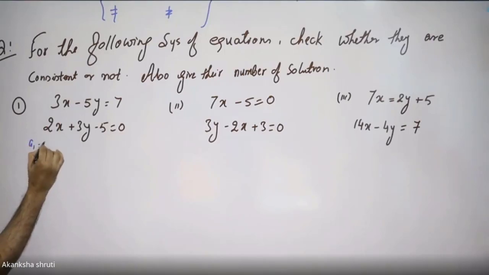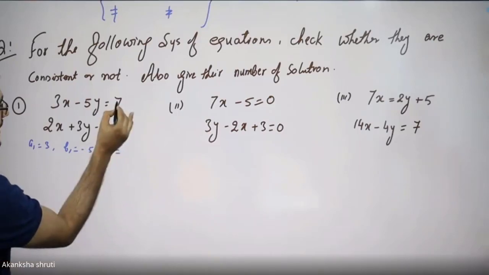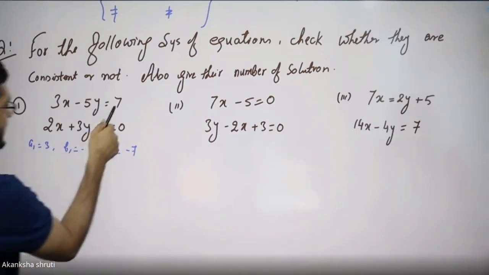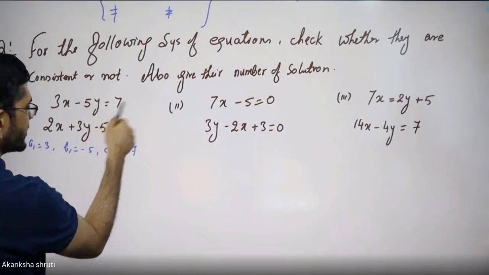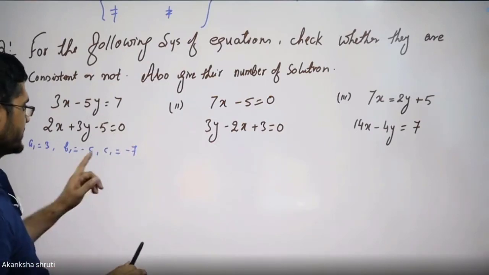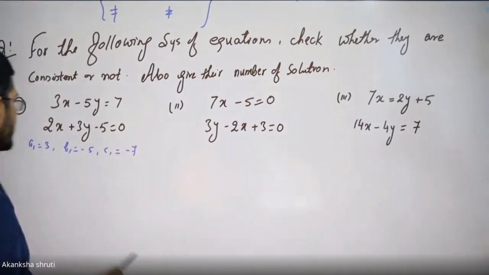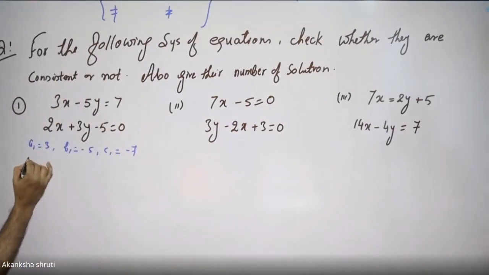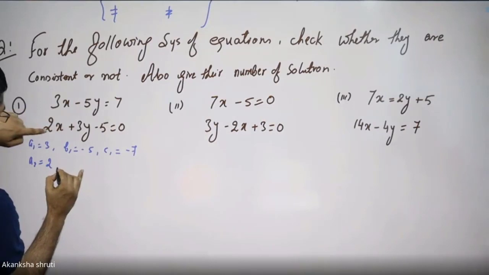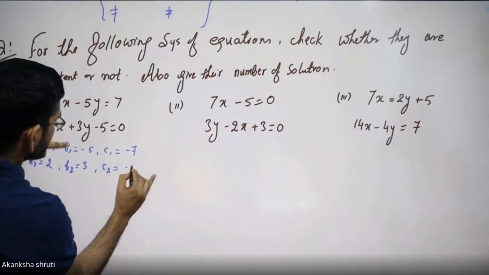So what is our a1? Here a1 is 3. What is our b1? Minus 5. What is our c1? Bring this 7 to the left hand side, then you need to check. If you are facing difficulty, first write on the left hand side, equate it to 0, or you may write directly minus 7. That doesn't matter much, whether you have rearranged to the left hand side or not, but the sign is very important for you. The second one: our a2, the coefficient of x from the second equation, is 2, b2 is the same 3, and c2 is minus 5.